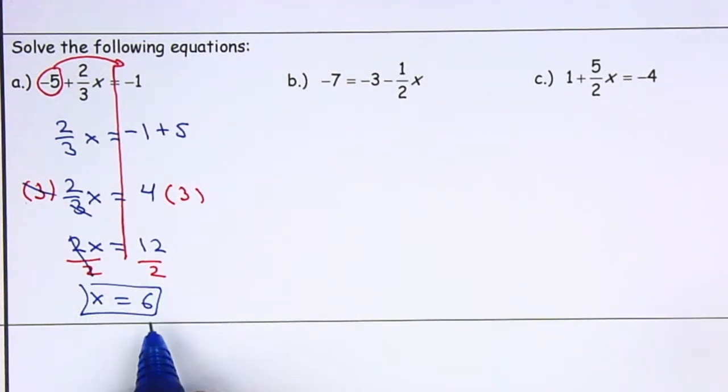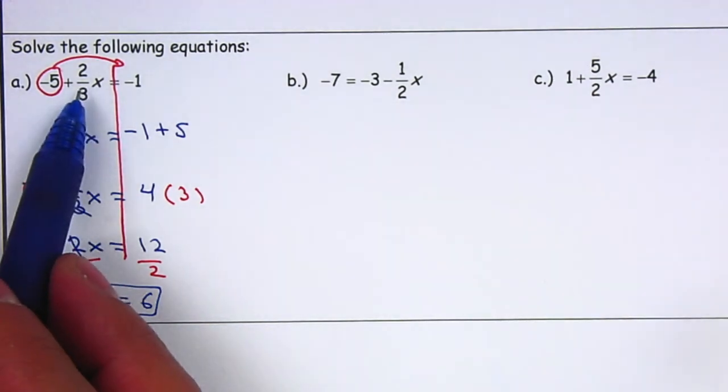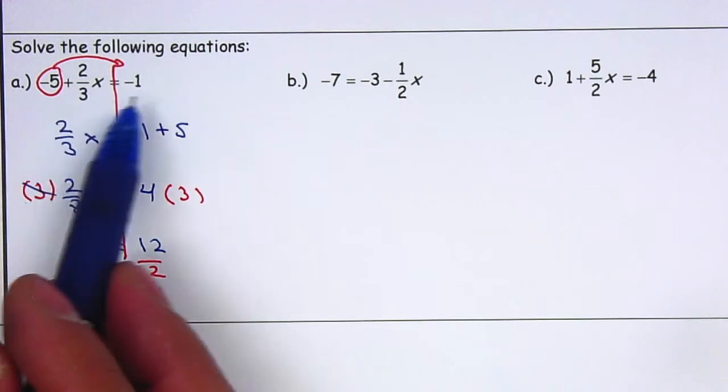If you want to check to see if this is a solution, we can just plug it in for the value of x, and once we simplify the left hand side, it should give us negative 1.